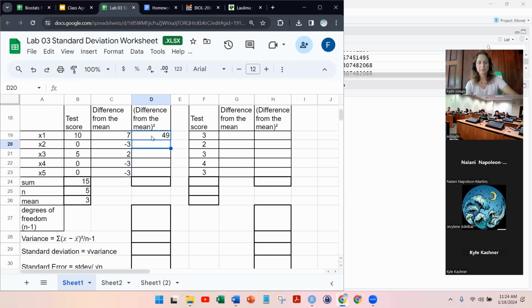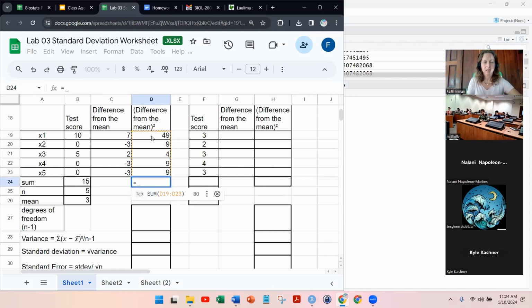I'm going to copy, and then I'm going to select the cells I want to paste it into, and Control V, I'm going to paste them in there. All right. So now I can see, well, we already know 7 squared is 49, 3 squared is 9, 2 squared is 4, etc. So now I'm going to add these up.